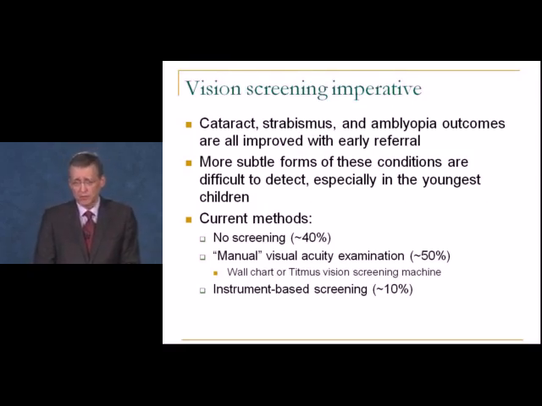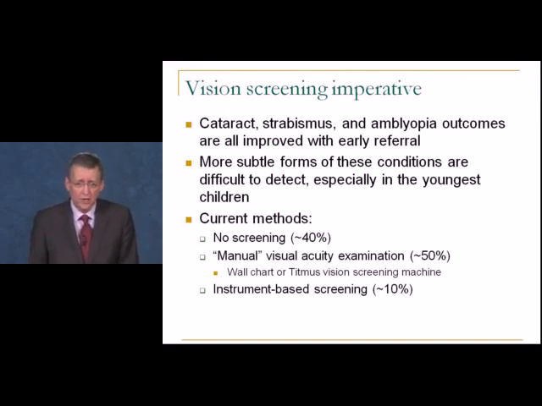Other than try to be a pediatric ophthalmologist. We get to spend our whole time with the patient just checking their eyes. So more subtle forms of these conditions are difficult to detect, especially in the youngest children when you want to detect it most. So what happens?